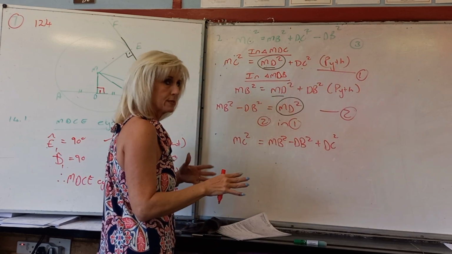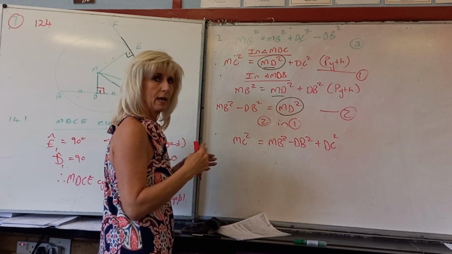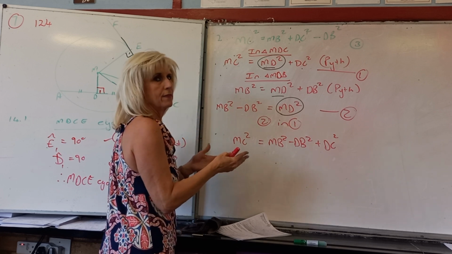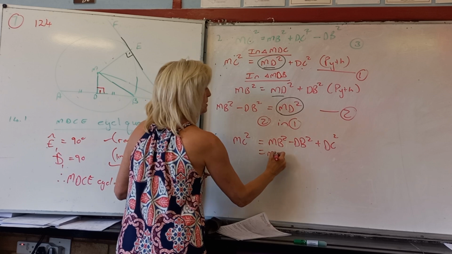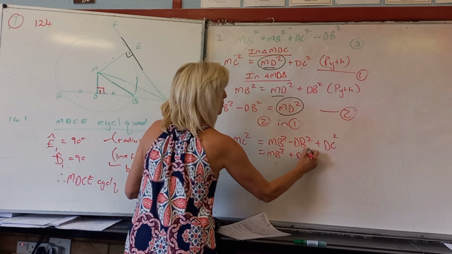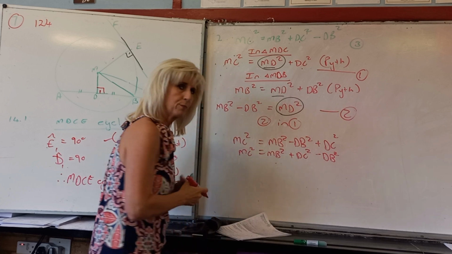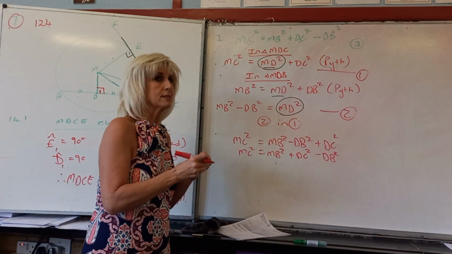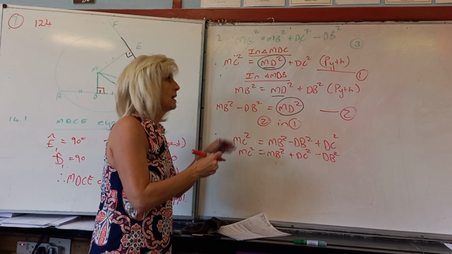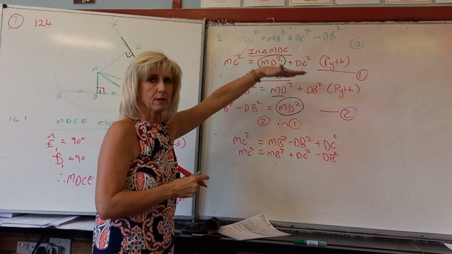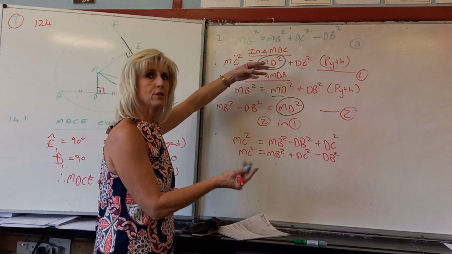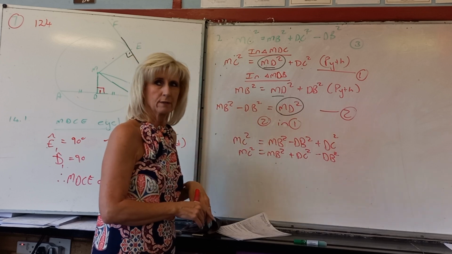For exam purposes, always keep the marker happy and write it the way that they wanted it. So write MB square plus DC square minus, because you're just swapping it around. Did you prove what they wanted you to prove? Yes. Okay. Without saying it is, you got there. This was a reason, a legal reason, Pythagoras. This was a legal reason, and you got to a connection. Level 1?